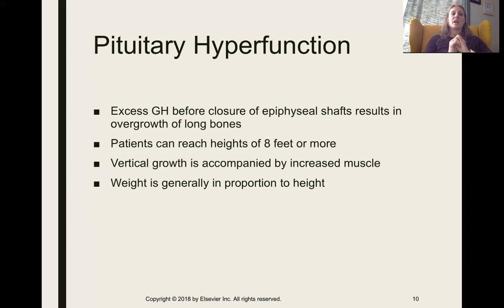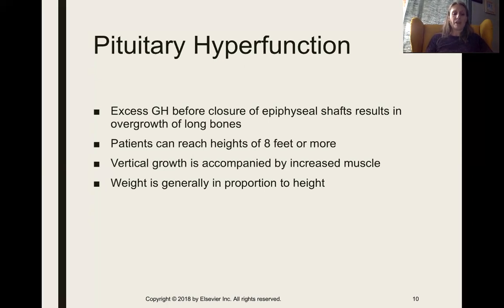So these children can grow very tall very quickly. We usually see that weight is proportionate. So we don't have tall, thin people. We have tall, proportionate individuals who have this increase in the growth hormone.